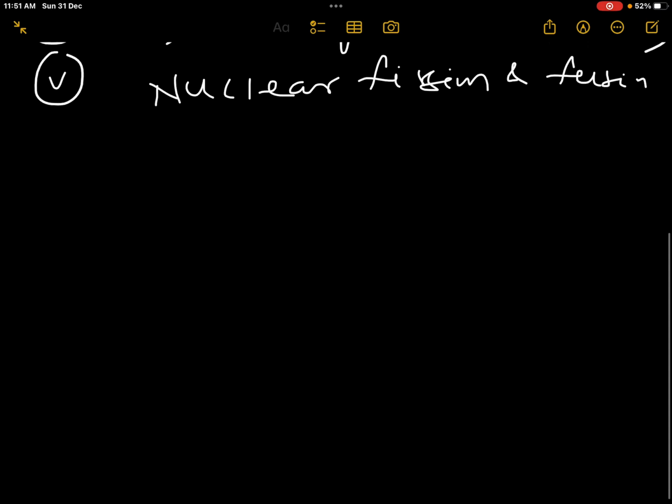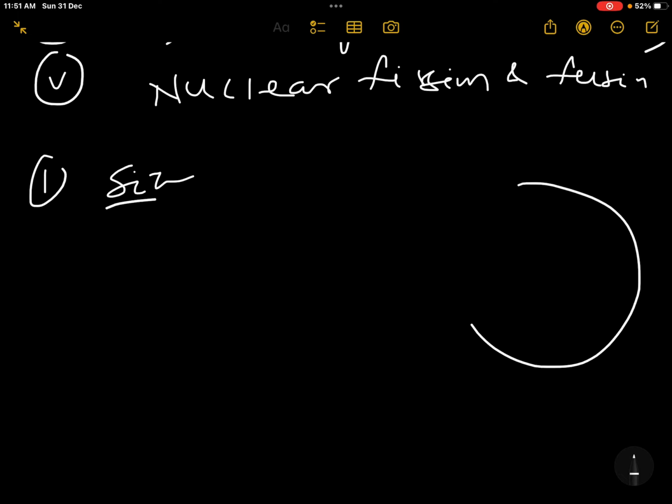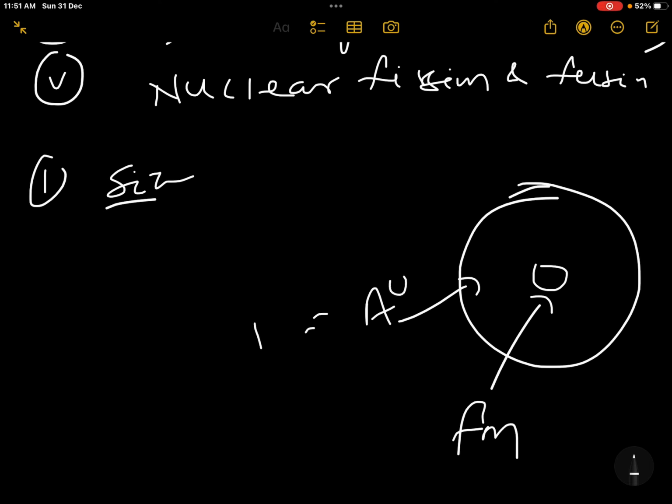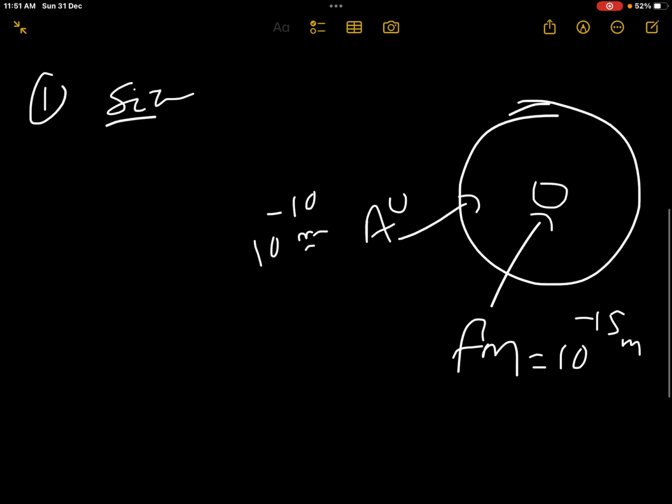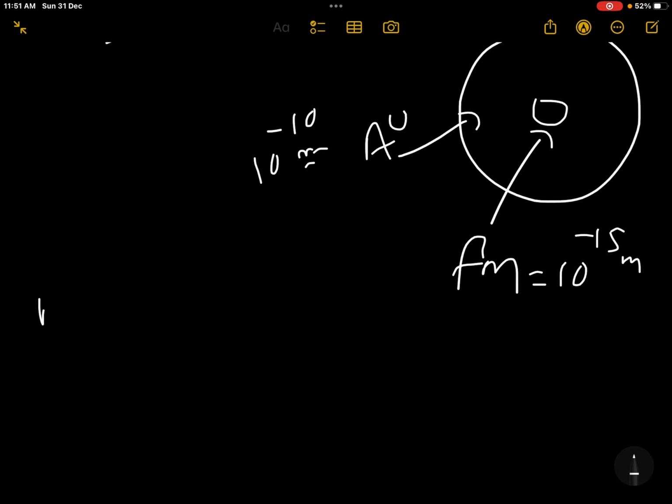Okay, so now first, size of the nucleus. This is the atom, and the central part is the nucleus. The nucleus is very small in size. It is measured in Fermi, whereas the atom is in angstrom. Angstrom means 10 to the power minus 10 meter, and Fermi means 10 to the power minus 15 meter. Now, the radius of the nucleus is directly proportional to A to the power 1 by 3. A is the mass number.